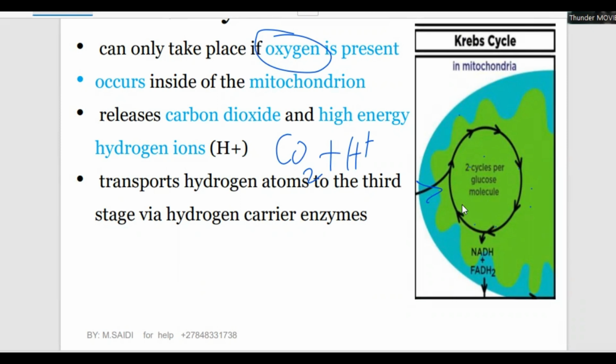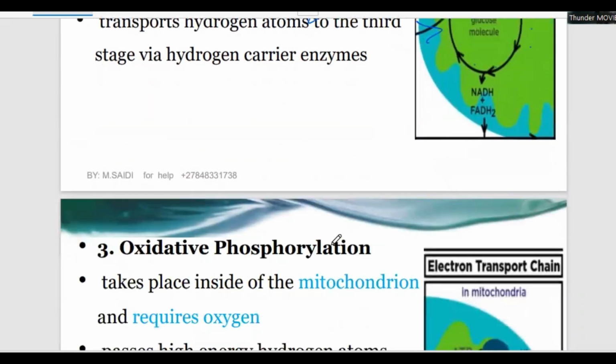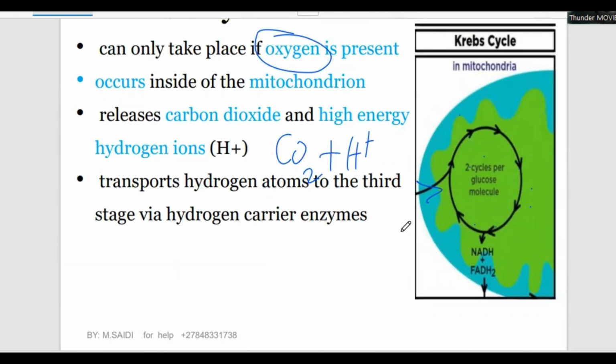So it transports hydrogen atoms to the third stage of hydrogen carrier enzymes. So this will be transported to the next stage of respiration. So what we have produced here is the NADH and the FADH2. They enter the oxidative phosphorylation, but the carbon dioxide which is produced here is a byproduct.